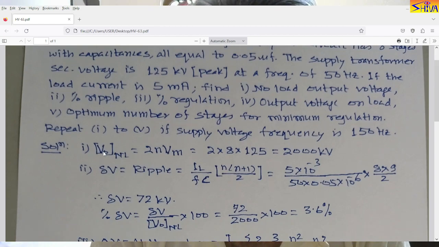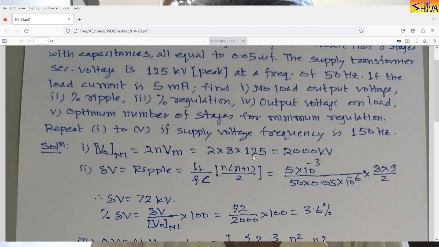First part is, we have to find the no load output voltage. This is the formula 2nVm. So 2 into 8 into 125, it is 2000 kV. So output voltage required will be 2000 kV. Now remember, for this 2000 kV to be generated, we require a transformer with rating of 230 volts input. Output voltage, rated secondary voltage, will be 125 by root 2. So that is not very high voltage, and there is no insulation problem.